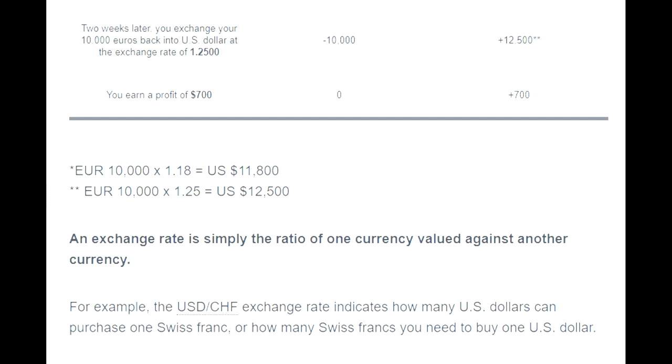Okay, let's move forward. An exchange rate is simply the ratio of one currency valued against another currency. That's what I've been saying since. You take one currency, you put another one, and you're waiting and praying. Which one is going to rise? This one, USD, please add, so that when I change my euros, I'm going to get more money. That is just what you do.